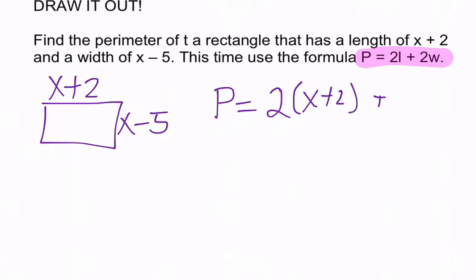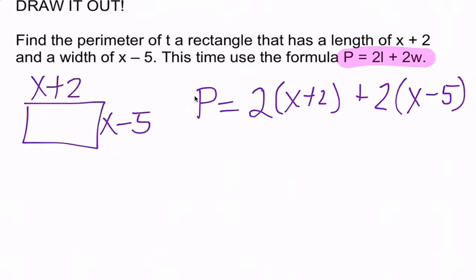Plus, so I have perimeter equals 2 lengths, we plugged in for L because we knew what it was, plus 2, and it told us the width, so I'm going to go ahead and plug in for W. Remember, when you plug in for W, you use parentheses, and instead of W, I'm going to put what it told me the width was, so x minus 5. So we have P is equal to 2 of our lengths plus 2 of our widths.